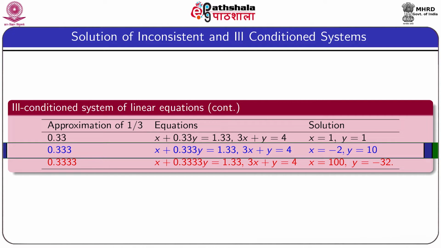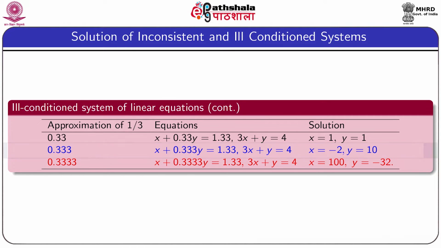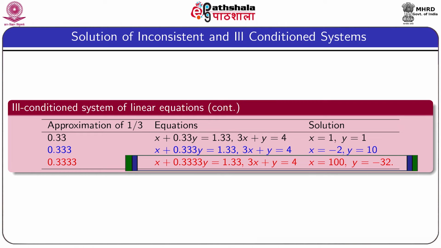In the next case, if we approximate 1/3 as 0.333, then the first equation changes to x plus 0.333y equal to 1.33. The second equation is unchanged, and the solution of this system of equations is x equal to -2, y equal to 10. And if we consider 1/3 equal to 0.333343, then the first equation reduces to x plus 0.3333y equal to 1.33, and the solution of this system of equations is x equal to 100, y equal to -32.